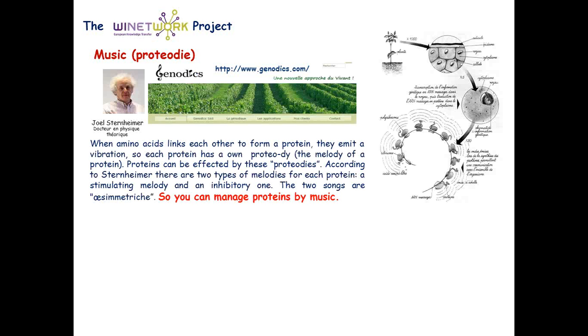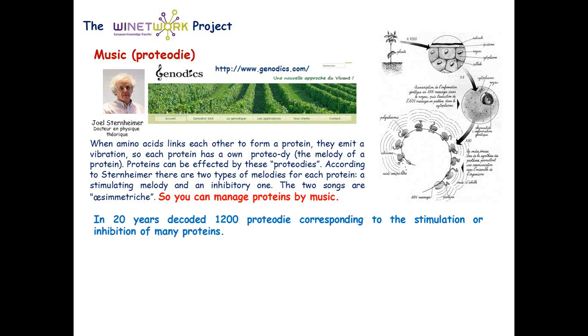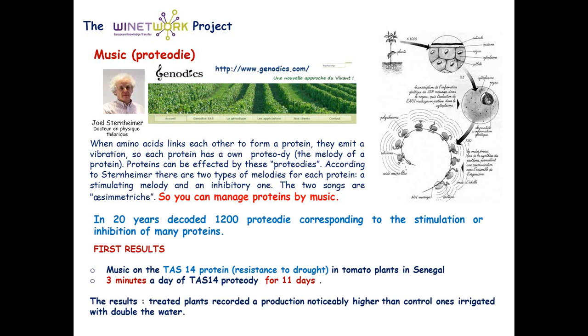Another interesting hypothesis that could be investigated for the control of GTD, but not only for GTD, is the use of sound-coded proteins by the theoretical physicist Joel Sternheimer, who studied the interaction between a protein and its related protein. According to his theory, when a protein is forming, the amino acids vibrate and each protein produces its melody, and this sound can affect the function of the protein. According to Sternheimer, each protein has two proteodies, one inhibiting and one stimulating.